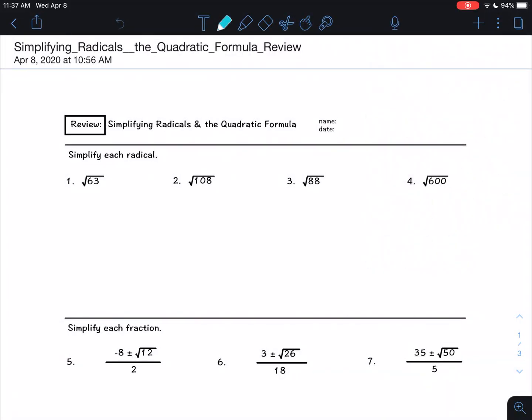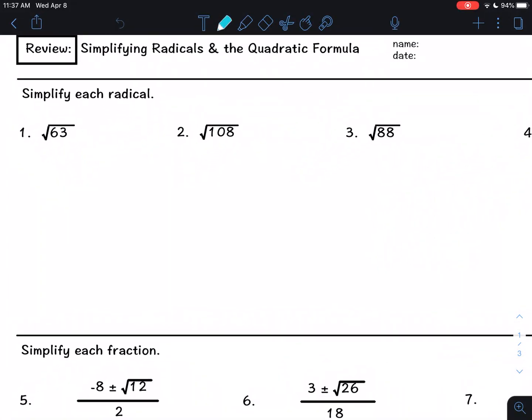All right, so now we're going to talk about simplifying radicals and the quadratic formula. Up to this point, when we've used the quadratic formula, we've ended up with whole numbers. We are now moving into irrational solutions, so we're not going to have whole numbers. That's why we need to know how to simplify a radical.